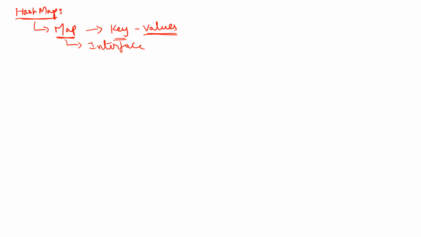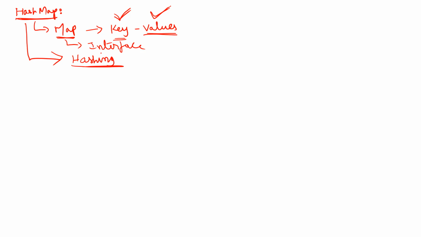To know the value in a hash map, we need to know the key. Without the key, we cannot access the value. And this hash map uses a technique called hashing for storing the values in the form of key value pairs.